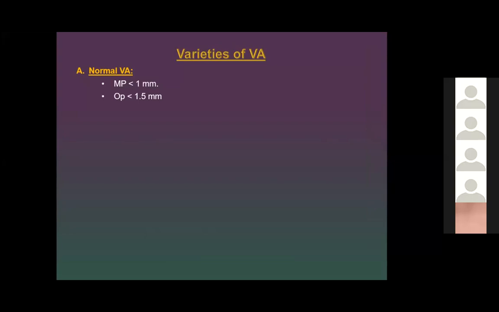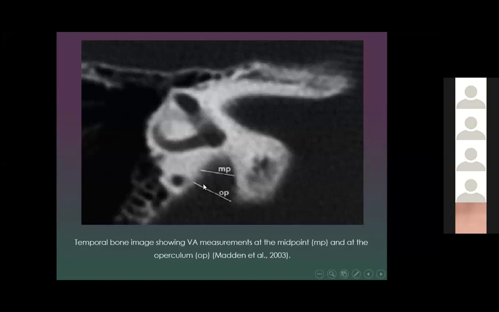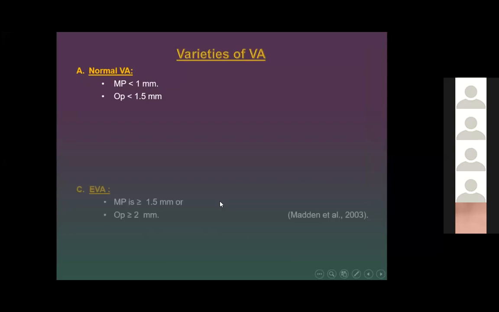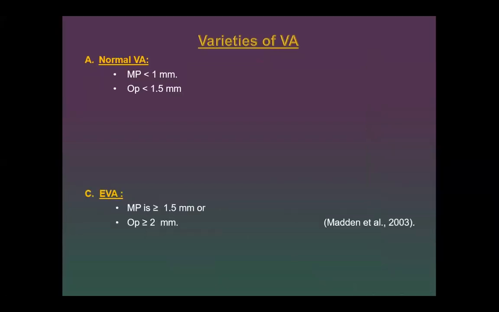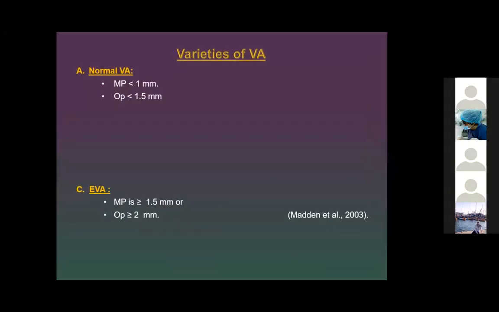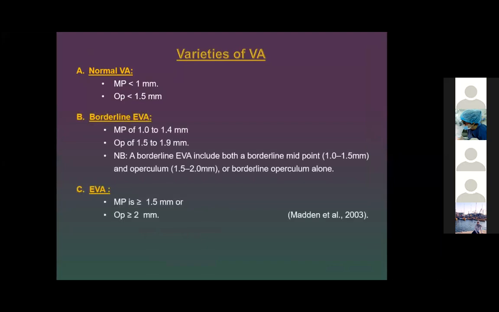Varieties of vestibular aqueduct. Normal vestibular aqueduct: the operculum is less than 1.5 millimeter, and the midpoint is less than 1 millimeter. This is normal. Enlarged vestibular aqueduct is when the operculum is more than 2 millimeter and the midpoint more than or equal to 1.5 millimeter. This is EVA, according to Madden et al. In between these dimensions, it is borderline EVA.